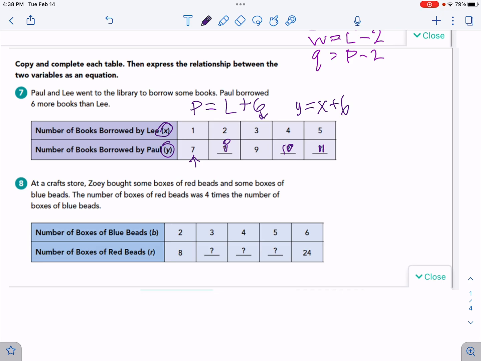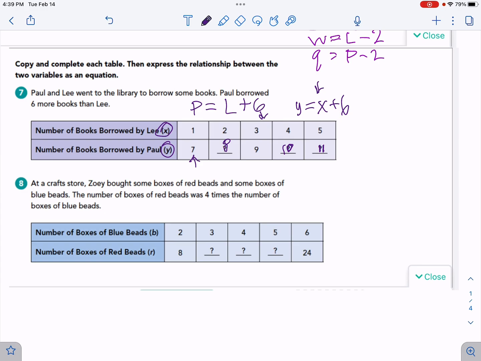All right, and x, or Lee here, is the independent variable. Lee is going on by his own happy self and borrowing books from the library. And y, or Paul, is only borrowing books, looking at how many Lee has, and then saying, I can get more. So whatever Paul borrows is completely dependent on Lee's values. All right, I hope you see that. So that x, or Lee, is the independent variable here, and what Paul is doing, or y, is the dependent variable. All right, well, let's go on to 8.